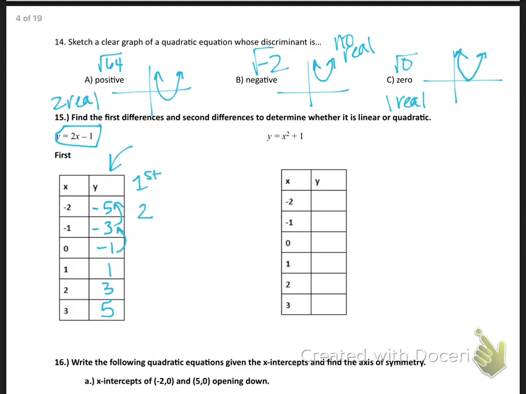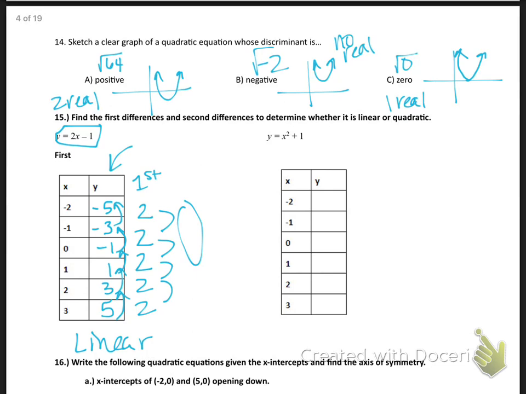-1 minus -3, 2. 1 minus -1, 2. 3 minus 1, 2. 5 minus 3, 2. That right there told me it's going to be linear because they're all the same. Okay, if I do it all again, you should get zeros across the board.